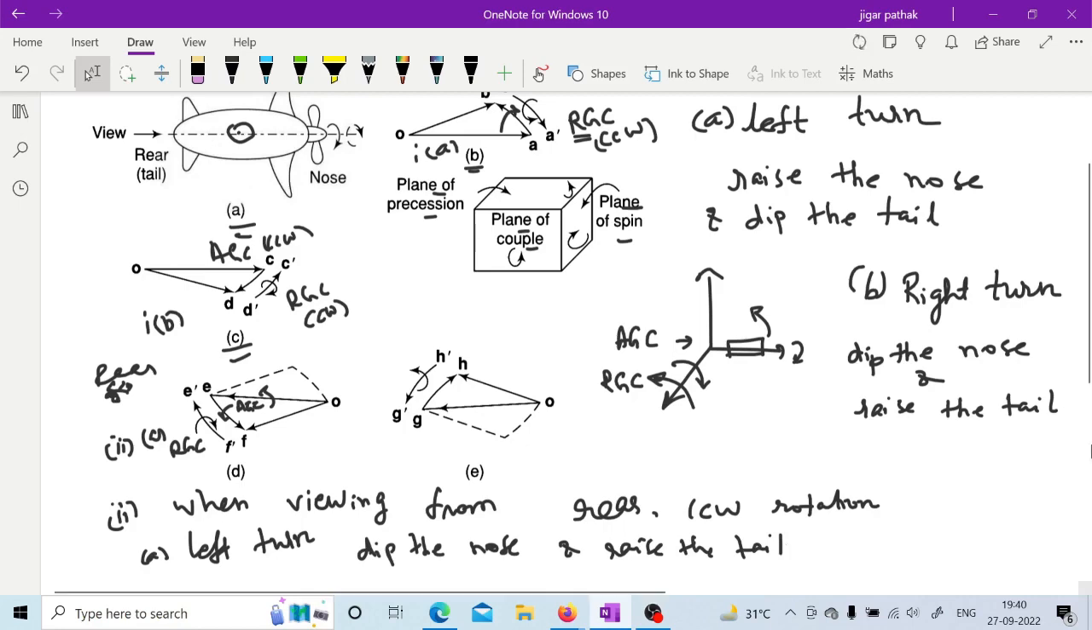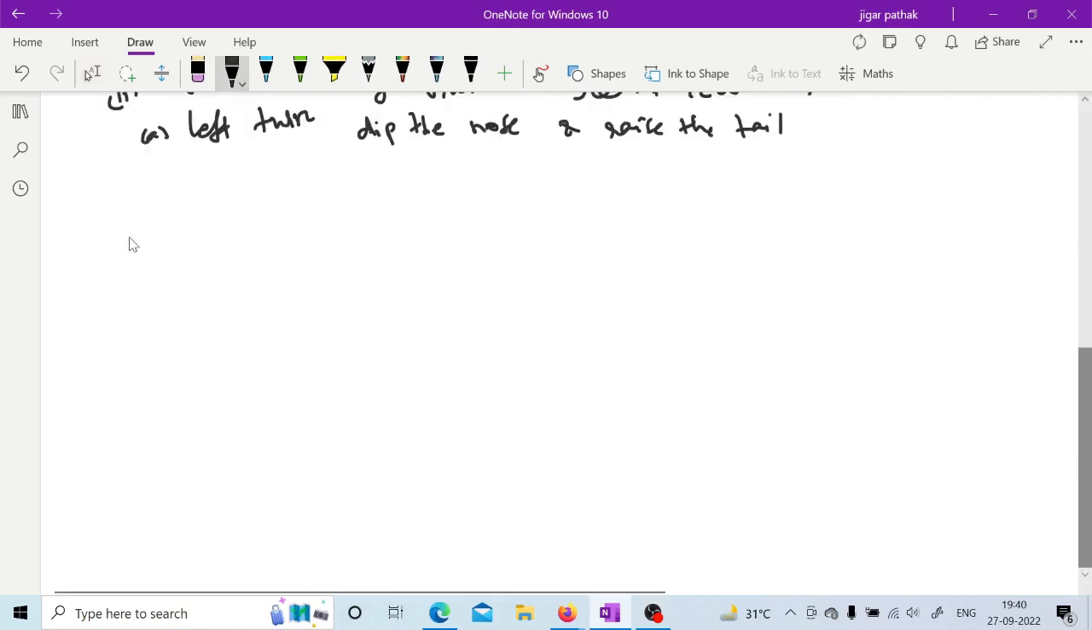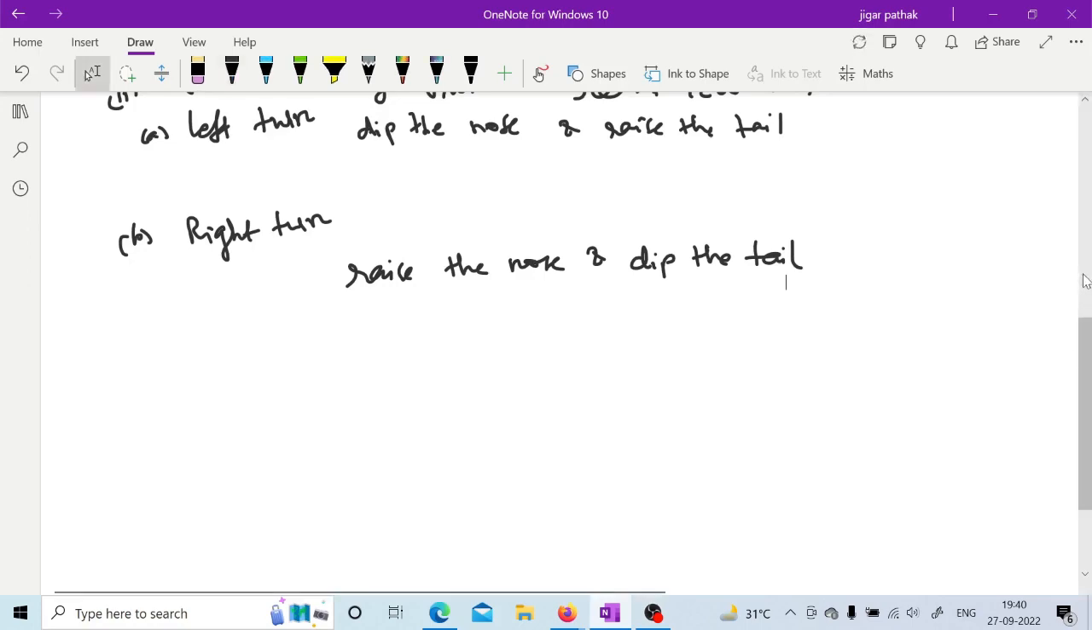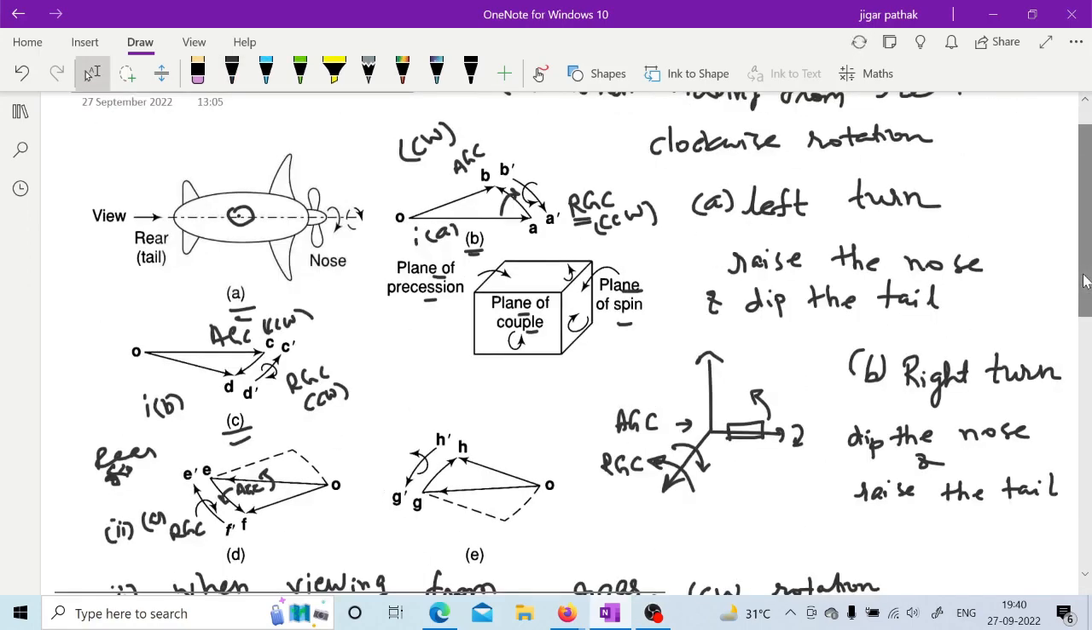And in case of 2B, while taking a right turn, what will happen? Opposite to it, the same as in 1A. It will raise the nose and dip the tail. Okay, so is this clear to everyone? Hello?